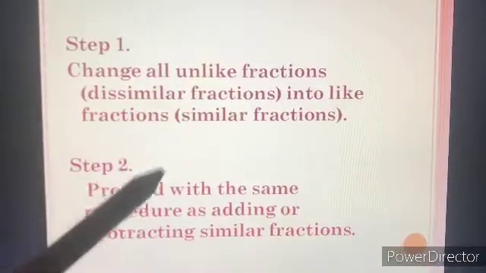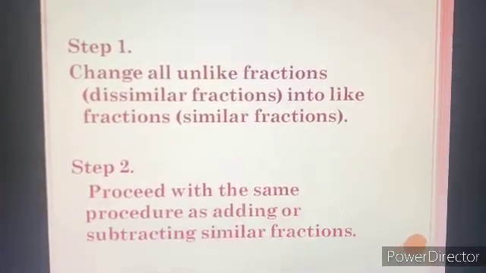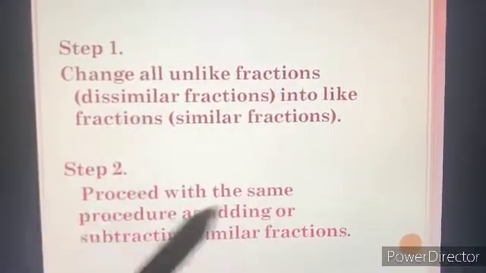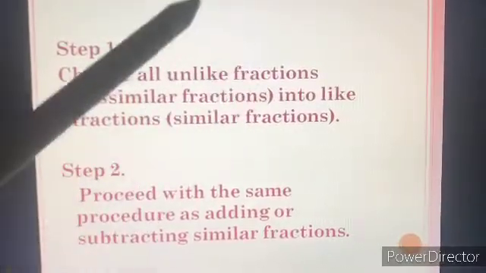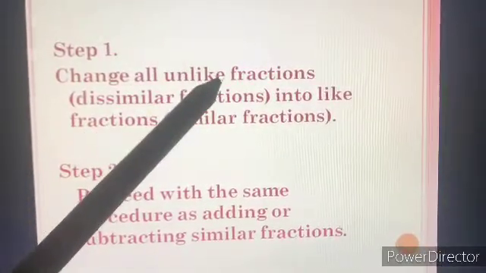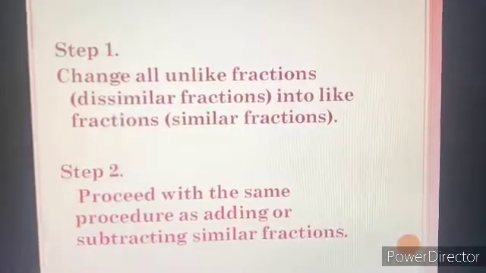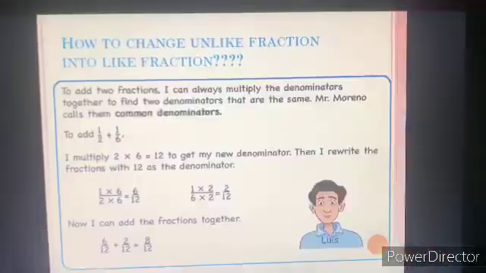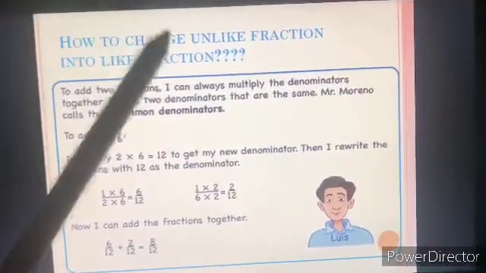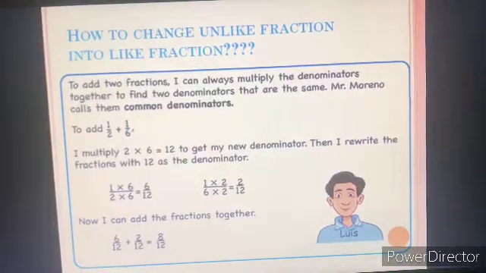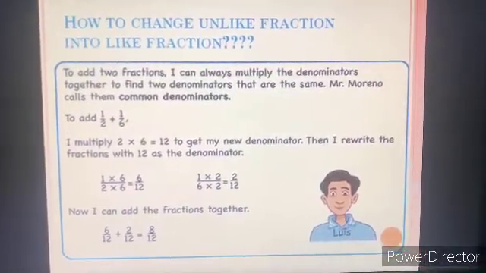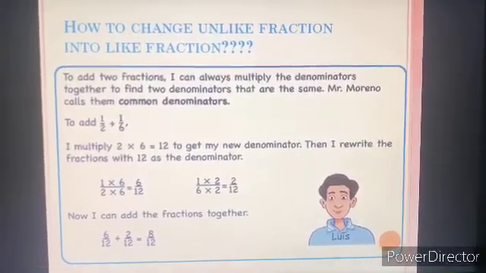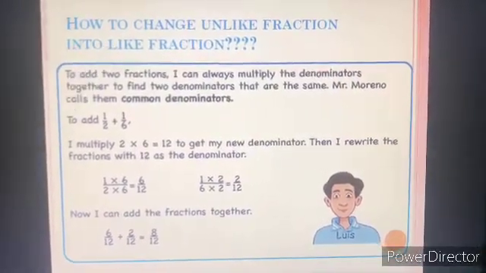After finishing this, we will proceed to adding or subtracting, because we have learned how to do that with similar fractions. Now you only have to learn how to change an unlike fraction into a like fraction. Addition and subtraction of similar fractions you already learned. We have to do some procedure so that we can get the same denominators. After that, we will add, okay?